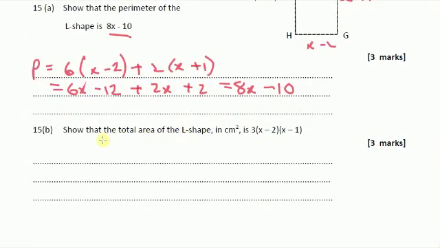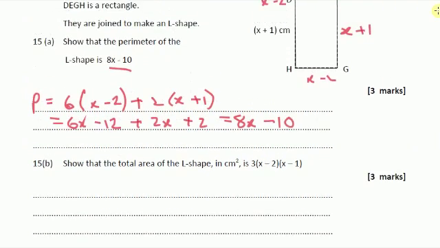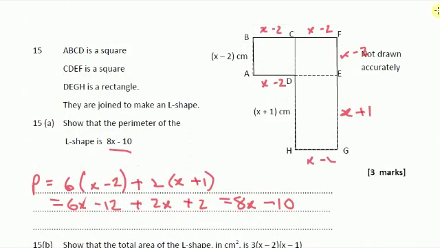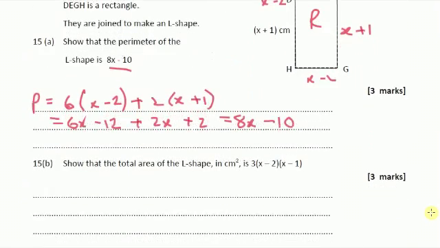So we've got it. Show that the total area of the L shape is given by that expression, 3x minus 2x minus 1. So we have to look at the shape and try and work out the area. Looking at these things here, this square, ABCD, is x minus 2 squared. I'll call that P, alright. And that square Q, and this rectangle R.